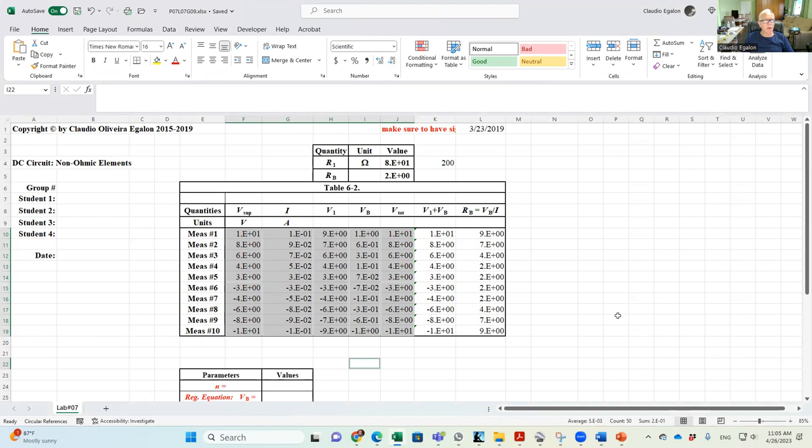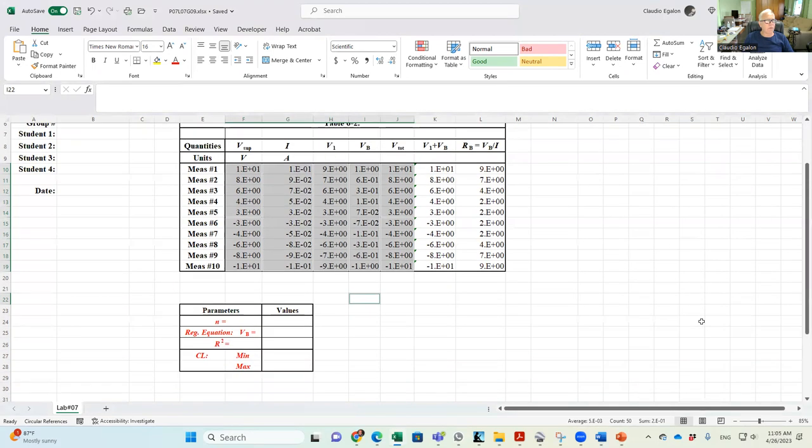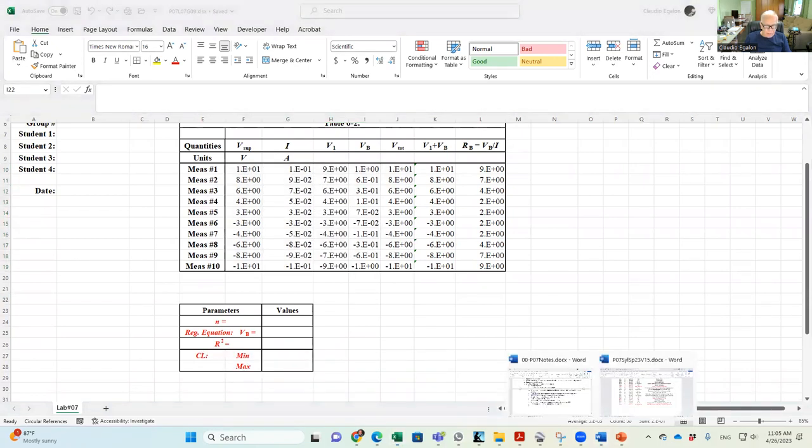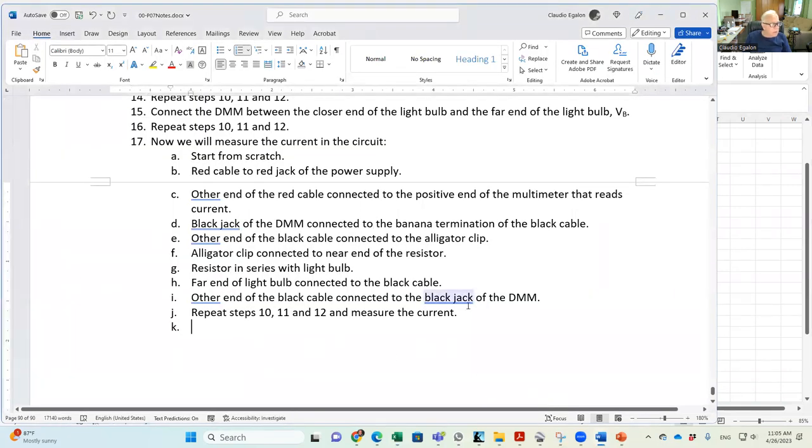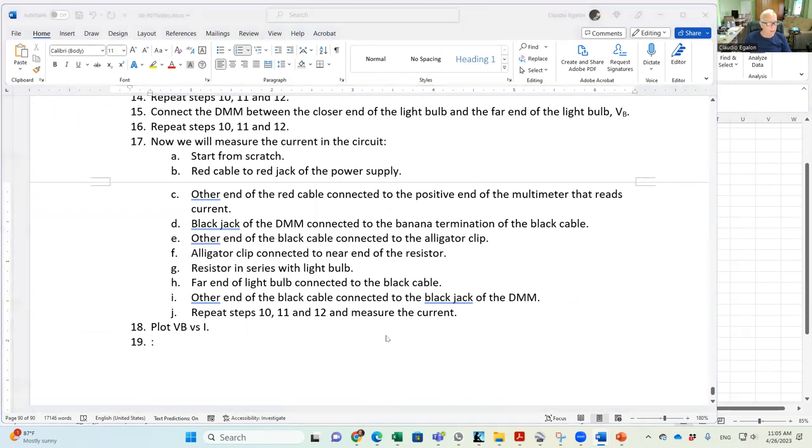The only thing that's left now is to do the math that the software does for you and plot the graph. What plot you're going to do, that's what matters now, right? That's the final step. Plot V bulb versus I. V on the y-axis and I along the x-axis.